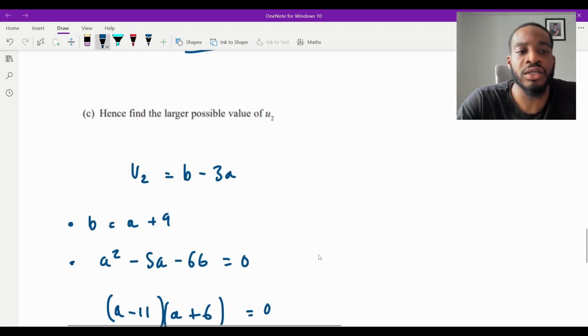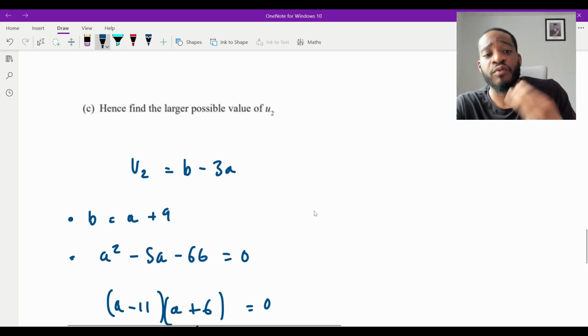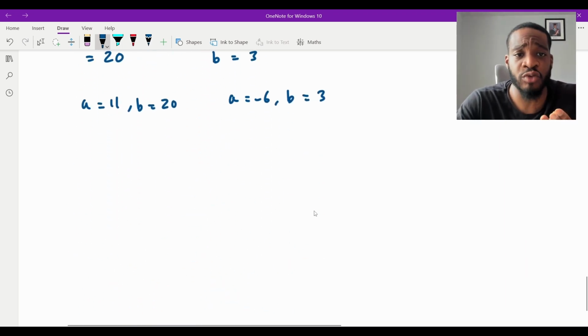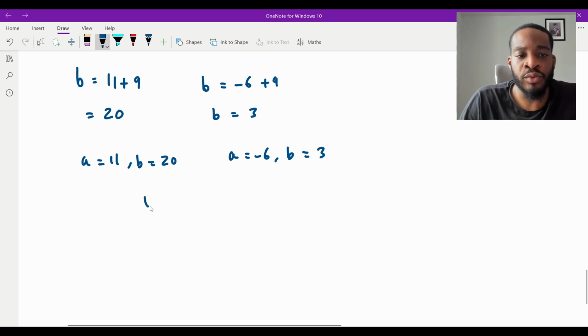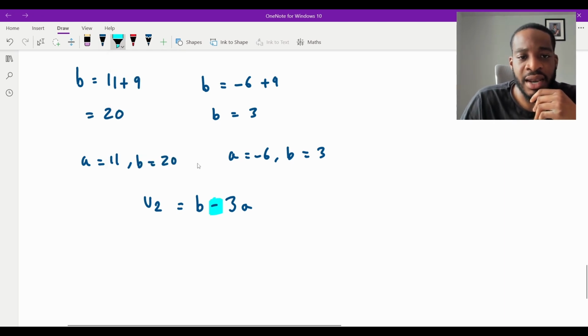Now remember what the question is asking us for. Find the larger possible value of u2. Now u2 is b take 3a. So let's write that out again. u2 is equal to b take 3a. Now, if I want the larger value, well, this is being taken away, right? And I've got a to be negative right there. So if I plug in a negative number there, those negatives are going to cancel. It's going to become a plus. So it's going to be this one.